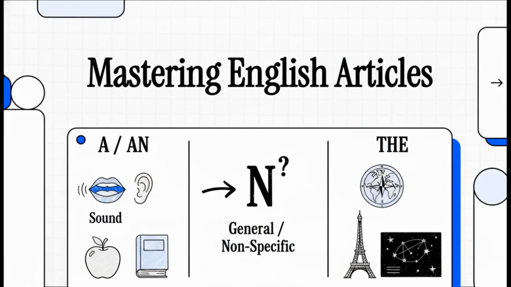Let's talk about three of the smallest but maybe most powerful words in the English language: a, an, and the. They seem so simple, right? But trust me, getting them right is one of the biggest keys to sounding truly fluent. By the end of this, you are going to use them with total confidence.